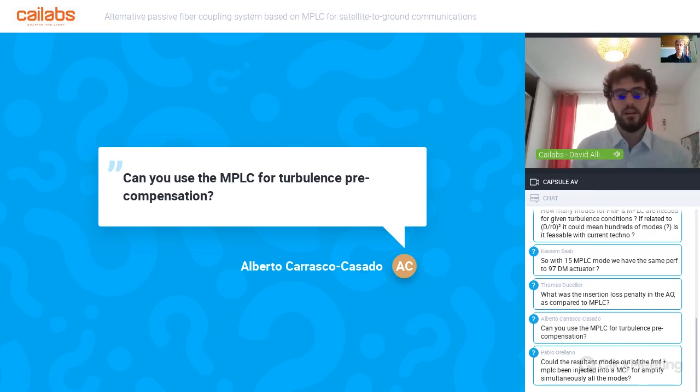Of course, there would be some limitations. The main thing is that for the moment we fabricate the MPLC block, and if we want to do some turbulence precompensation, we would probably need to partner with some academics, laboratories or industrials to have feedback on the turbulence and know how to analyze it to excite the MPLC well. So we would need to think about the system together with someone else. But in theory, yes.